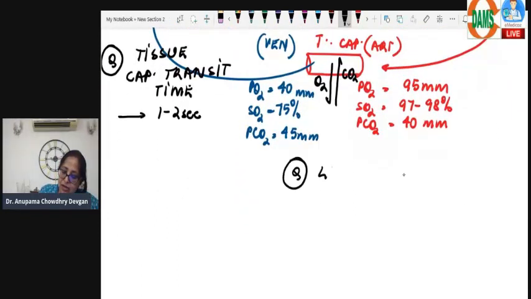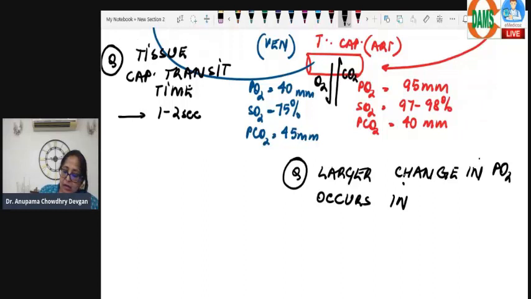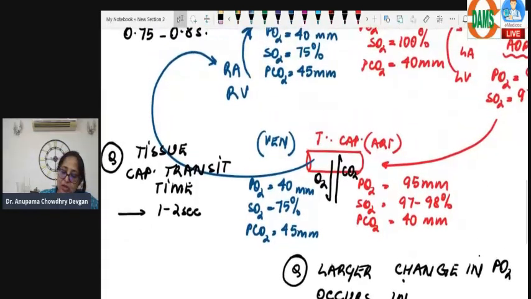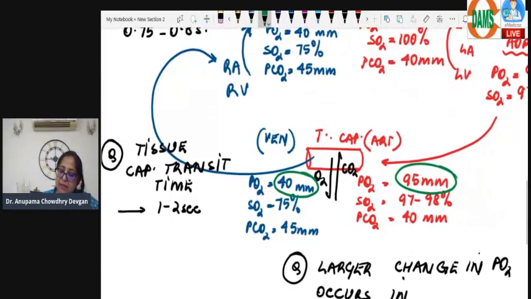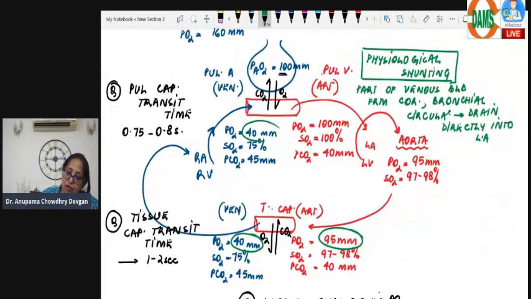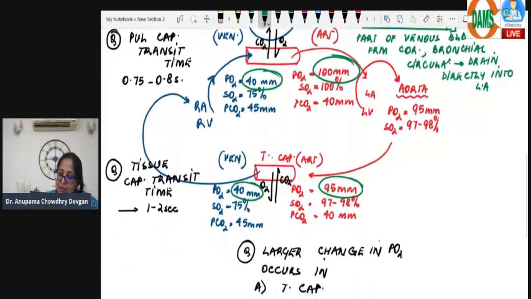Now, this says: larger change in PO2 occurs in the tissue capillary or the pulmonary capillary? If you look at the tissue capillary, the change in PO2 is from 95 to 40. In the pulmonary capillary, the change in PO2 is from 40 to 100. So the larger change in PO2 is at the level of the pulmonary capillary.